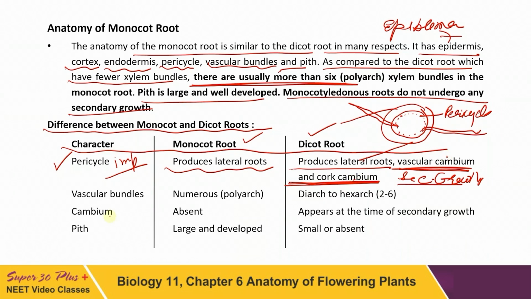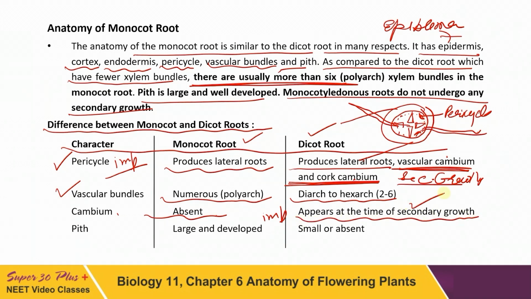Is it right? Vascular bundles are polyarch, many, numerous, while here they are diarch to hexarch, 2 to 6. Cambium is absent, altogether absent. But important point: in dicot also, you see this is the phloem, this is the xylem, and this one is the phloem. In between xylem and phloem, the cambium is not present from the beginning, but it appears at the time of secondary growth. Remember this thing.